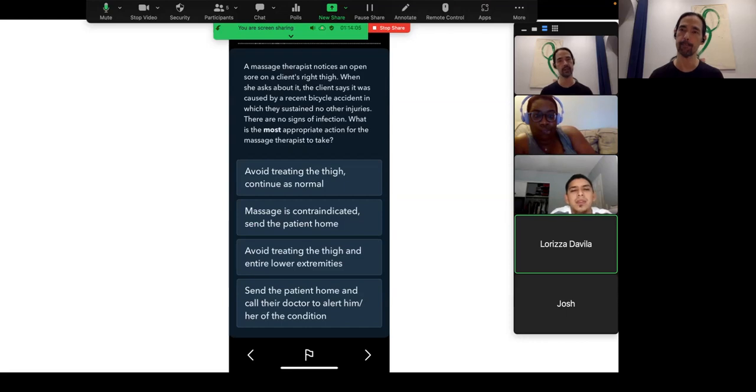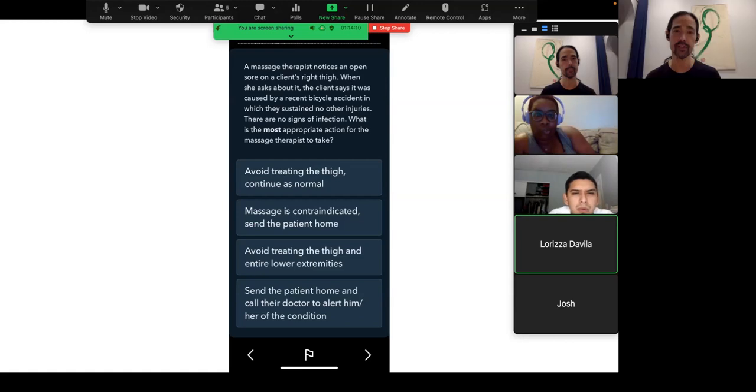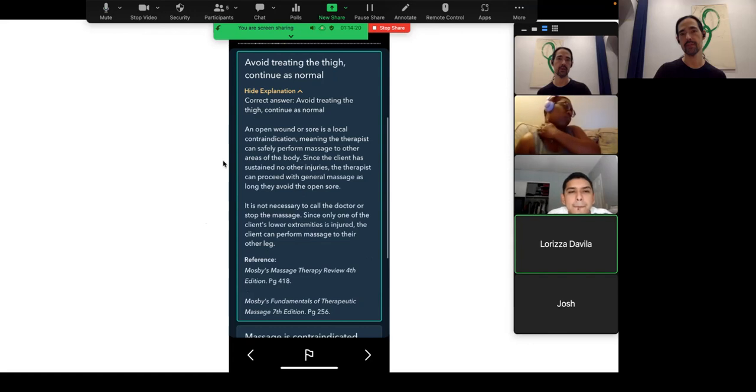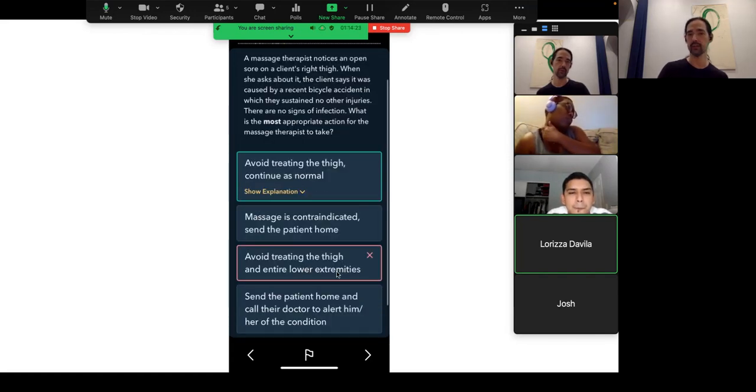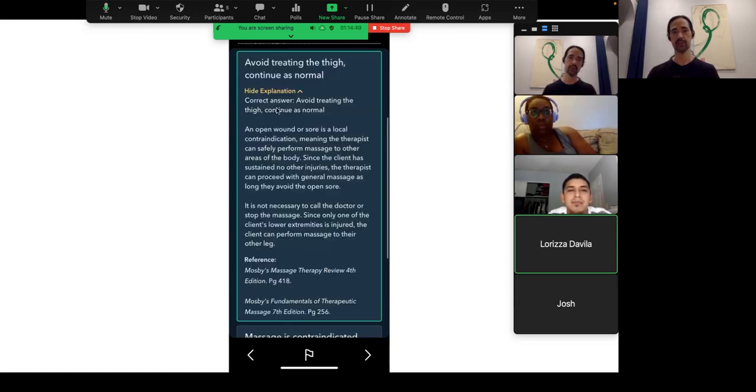What do you guys think? Avoid treating the thigh. Yeah, it's this one. Avoid treating the thigh, continue as normal. You can see I chose the wrong one. Avoid treating the thigh and the lower extremities. There's an S there, which means I thought, okay, don't treat the thigh or the lower leg, like the shin, calves, foot. But the answer indicates both legs, so I would have gotten that wrong. Avoid treating the thigh, continue as normal.